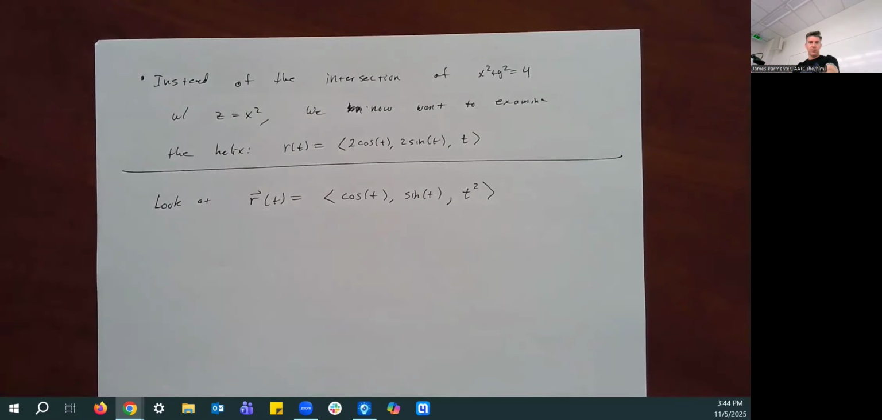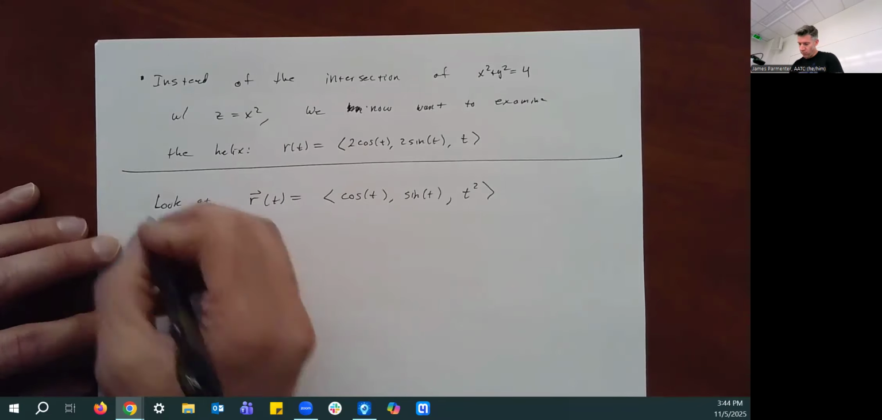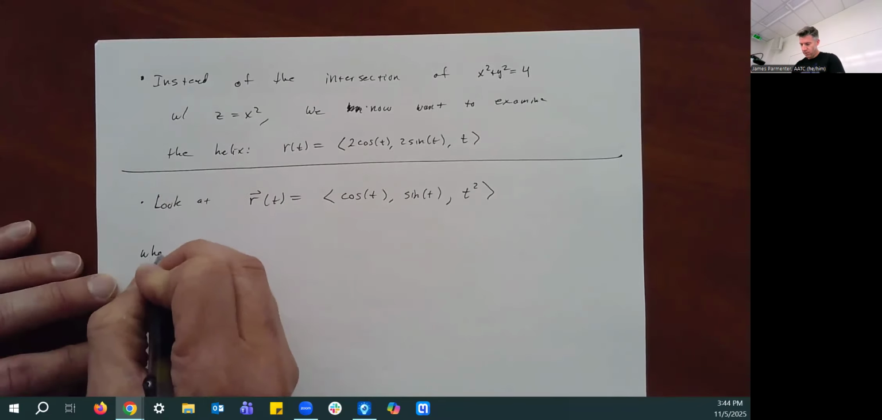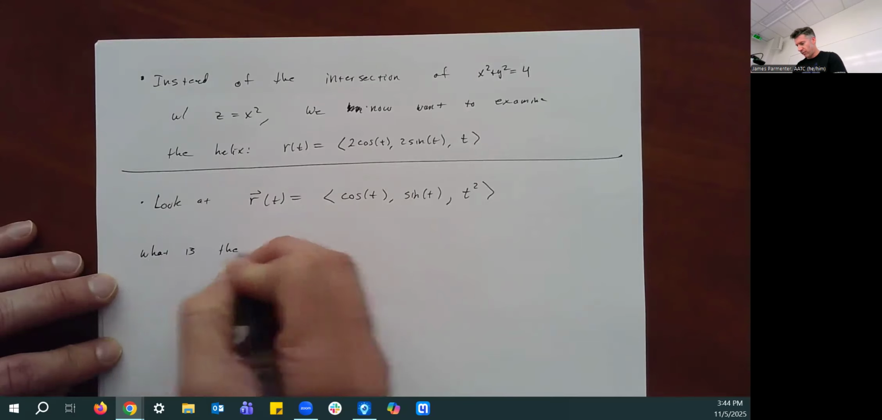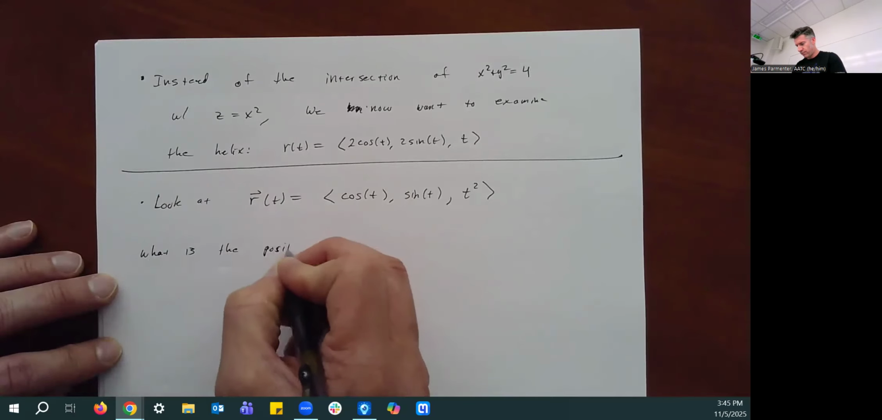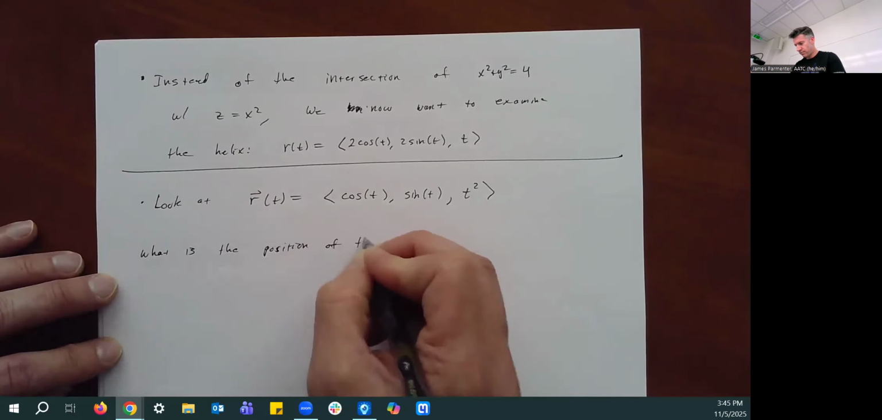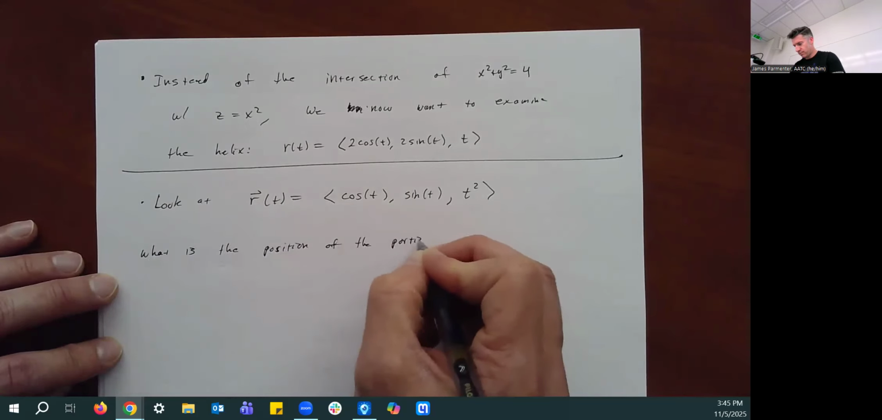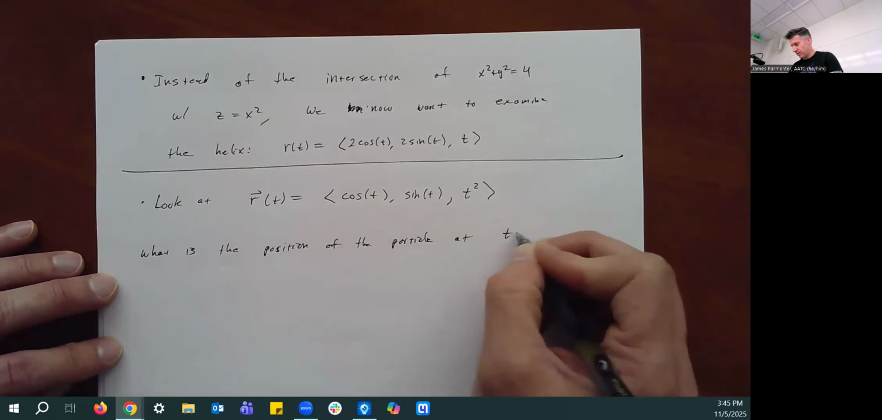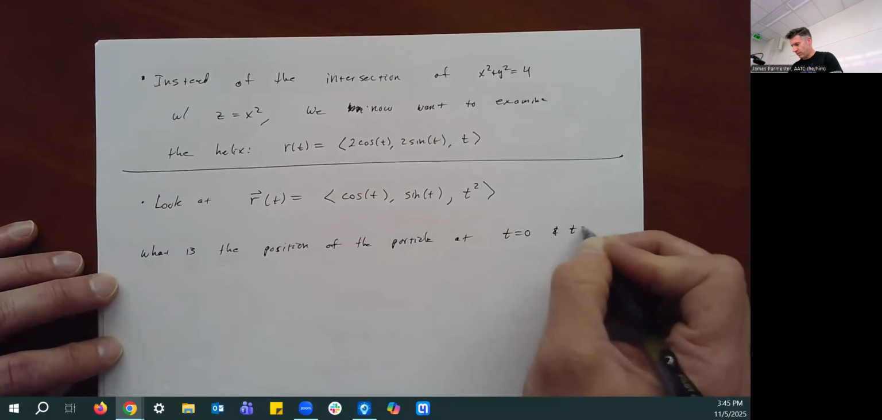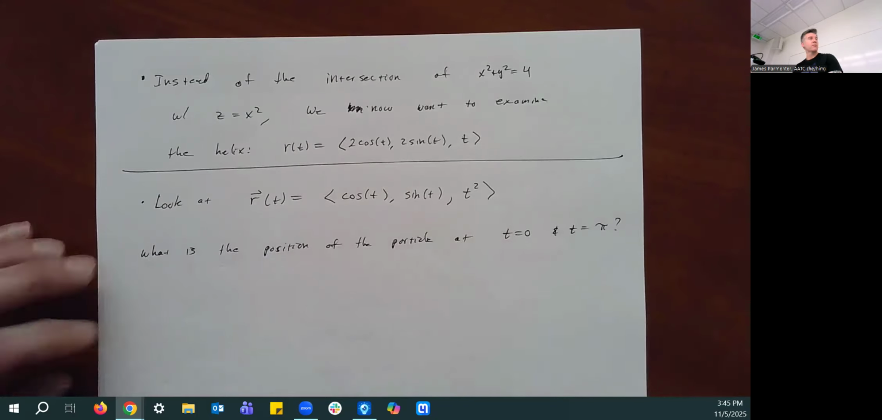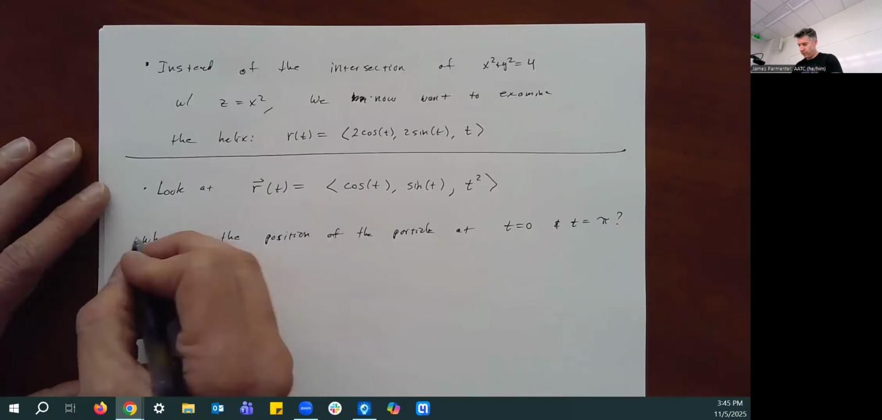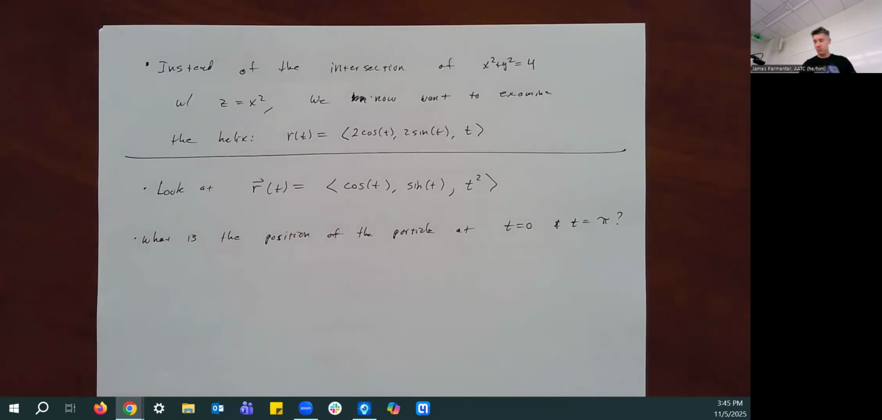What is the position of the particle at time equal to 0 and time equal to pi? Easy enough. We're just going to plug those values in.